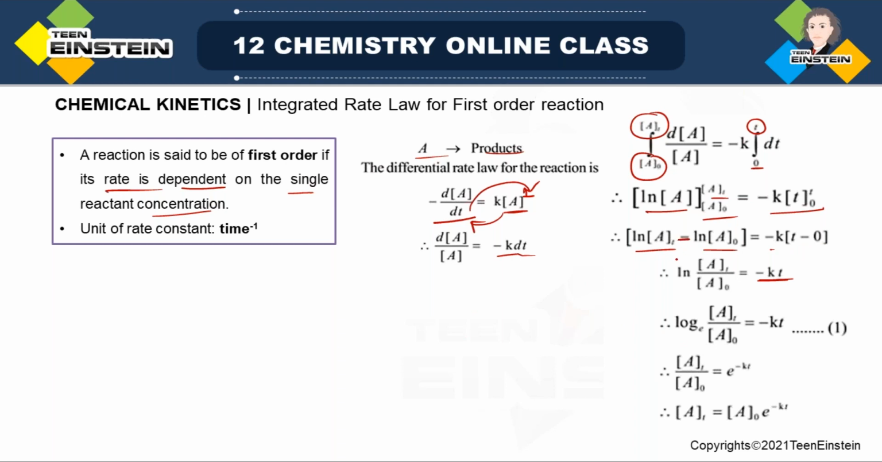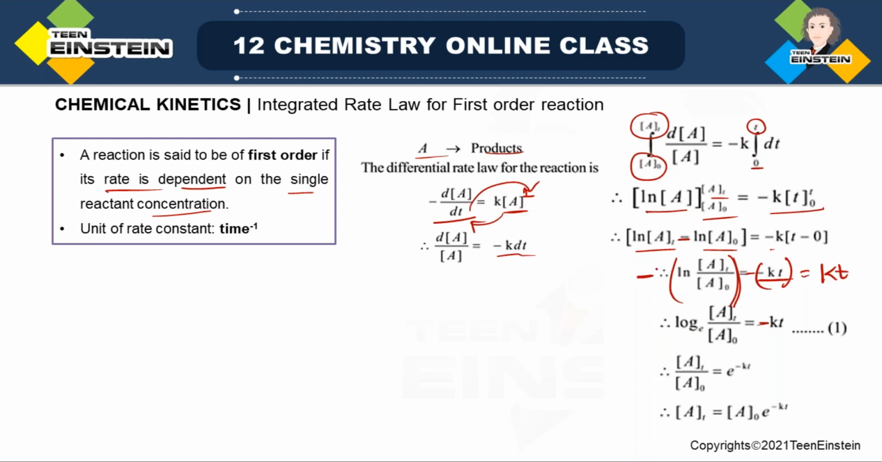Now when there is a negative sign between two ln terms, it becomes a ratio. So if it is ln A minus ln B, it will be ln A by B. That is why it is written in this way. Now if we are exchanging the denominator and numerator, the equation will be opposite. If you are removing this negative sign, then in the right hand side also you have to bring a negative sign. So ultimately it will be positive kt.